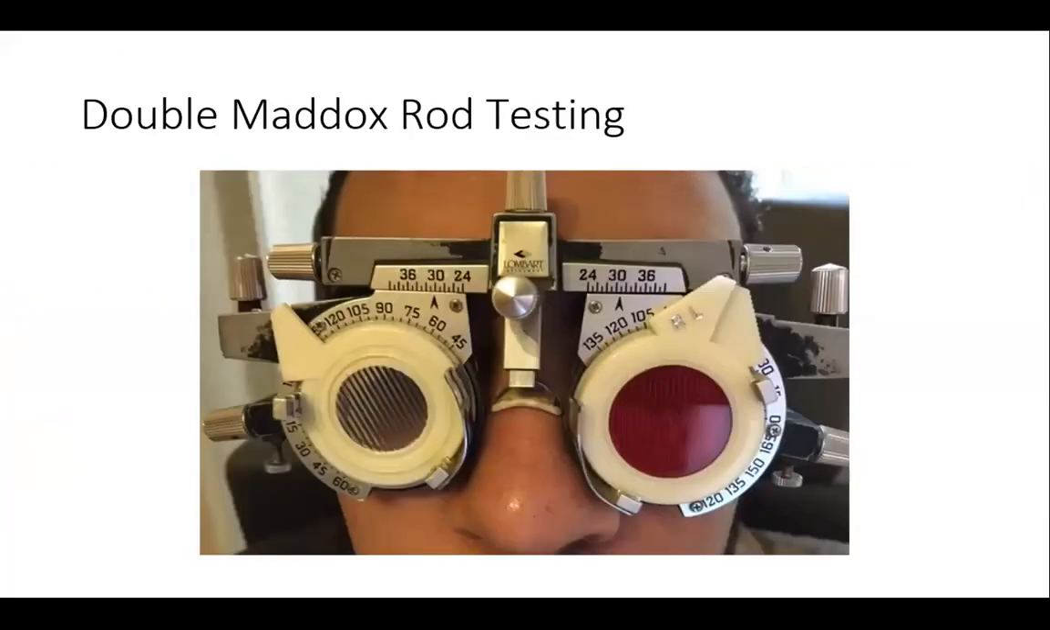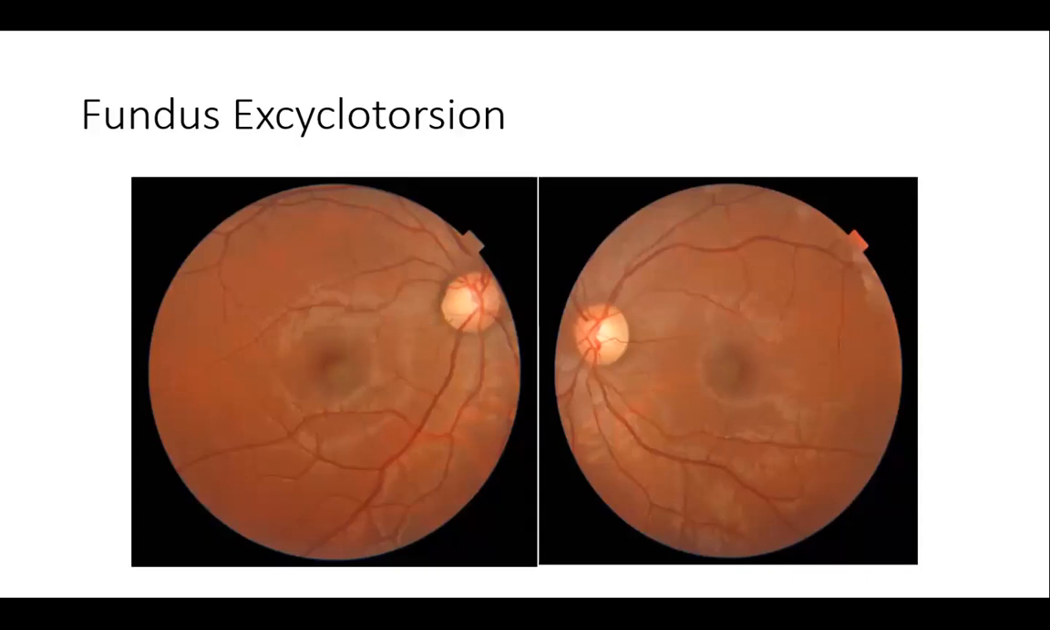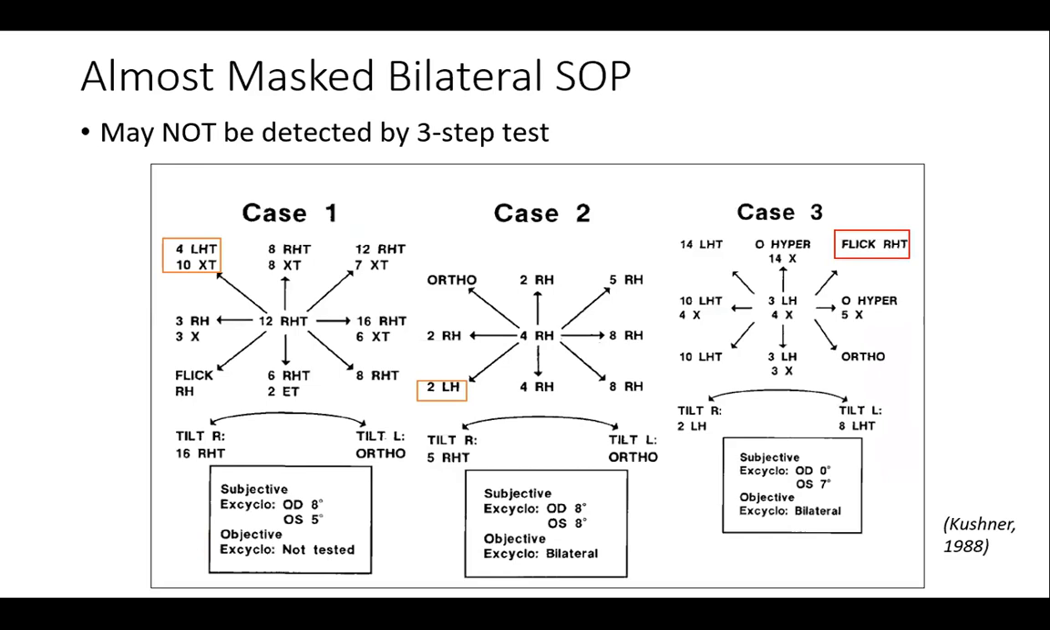There was also a large excyclotorsion on double Maddox rod testing, about 30 degrees of excyclotorsion. There was also bilateral fundus excyclotorsion, and this makes the diagnosis of bilateral superior oblique palsy easy. However, in other cases, especially when there is a large asymmetry between the superior oblique palsy in both eyes, the diagnosis becomes much more difficult. And Dr. Kushner published in 1988 a really nice article about how to make that diagnosis possible.